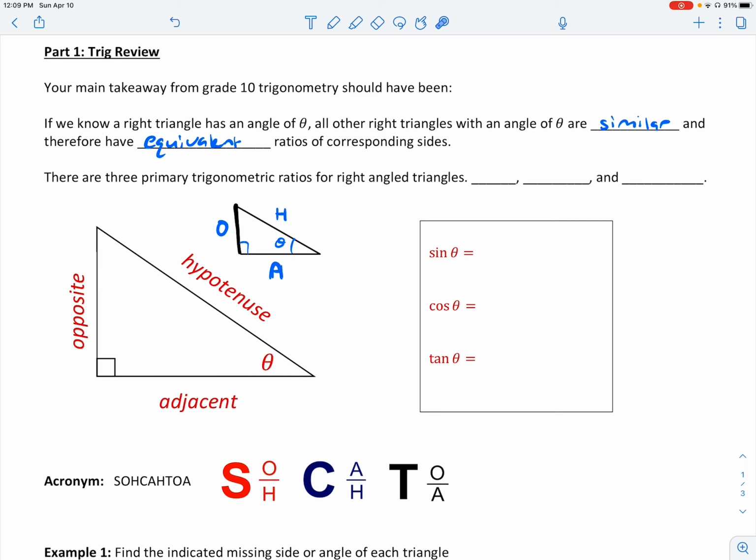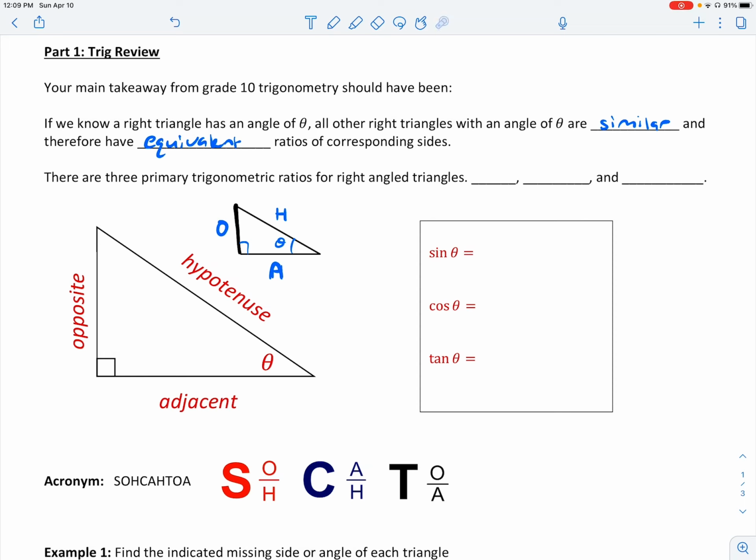So you can think of it as like a test score. This could be like a small test. Maybe you got, let's say, 8 out of 10. Well, on a bigger test, maybe you got 80 out of 100. You still got the same percentage, still got the same score. It was just a bigger test. That's how similar triangles work.